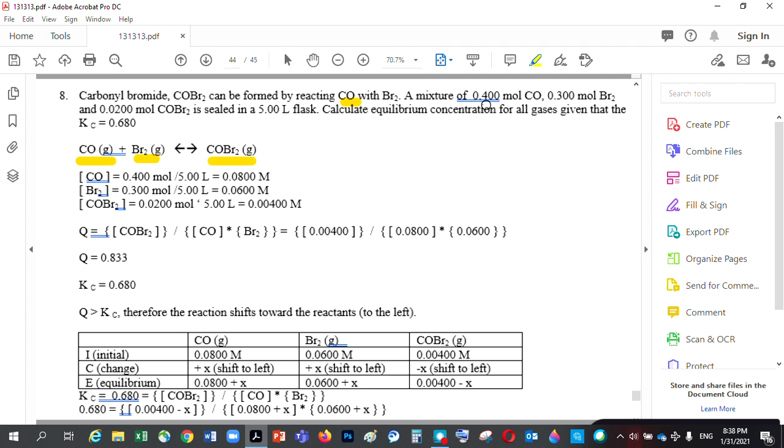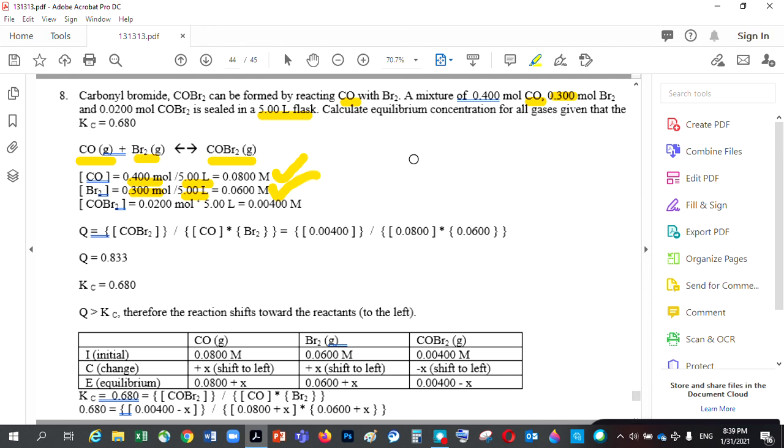A mixture of 0.4 mole of CO, correct? So CO is 0.4 mole, divided by the flask, which is 5, correct? That's the volume. So this gives you the concentration of the carbon monoxide reactant. And the other one, the bromine gas, is 0.3 mole, correct? Divided by the liter gives you the molarity of your reactant bromine gas.